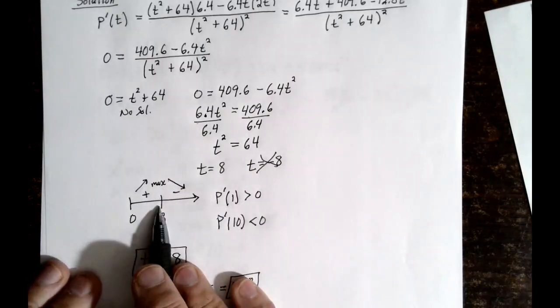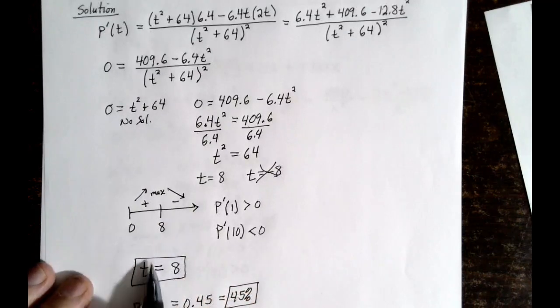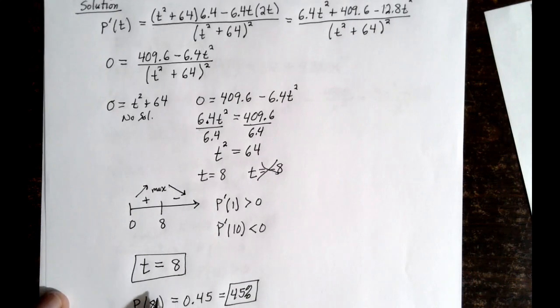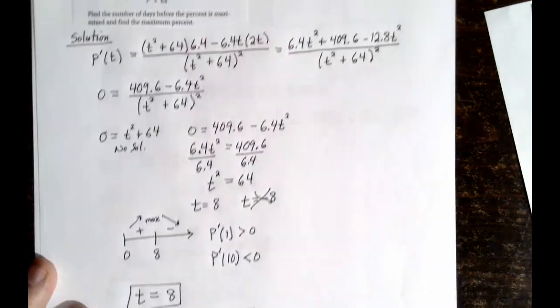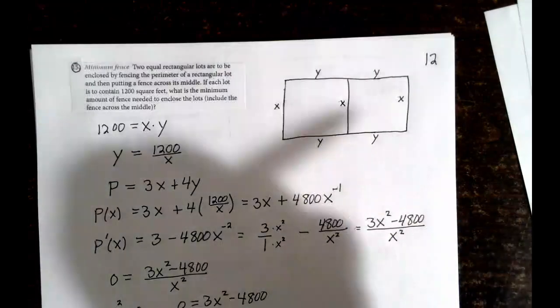And when you check positive 8, you get a plus minus, which tells you it's a maximum 8 days after the trial begins. So 8 days after the trial begins is when the highest percentage of the people can identify defendants in the drug case. And how many can they identify, or what percentage can they identify? You plug 8 into the problem and you get 0.45 or 45% of the people.